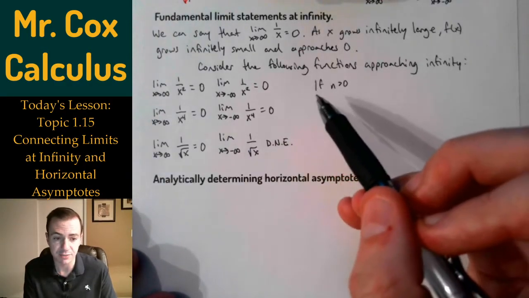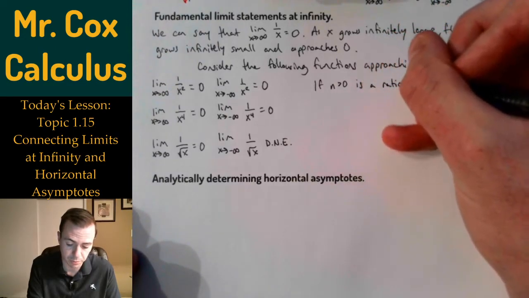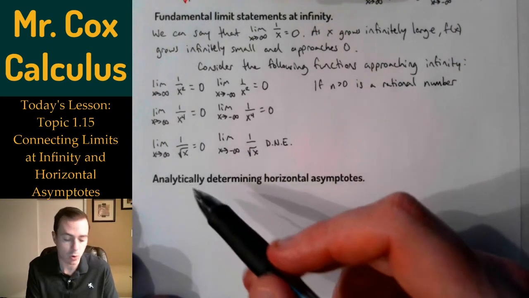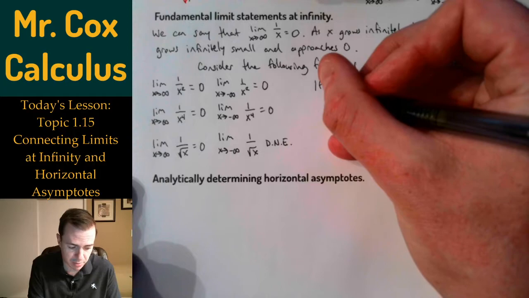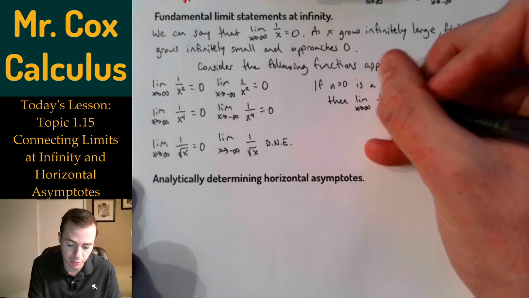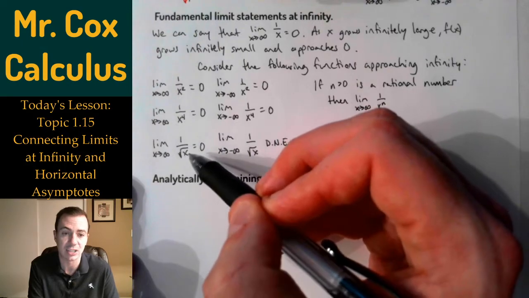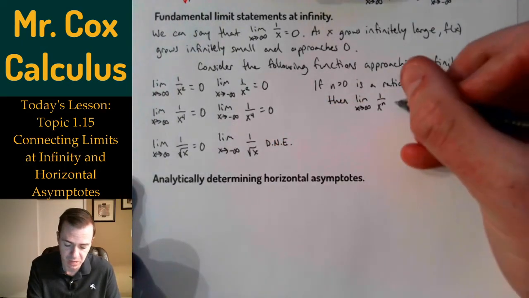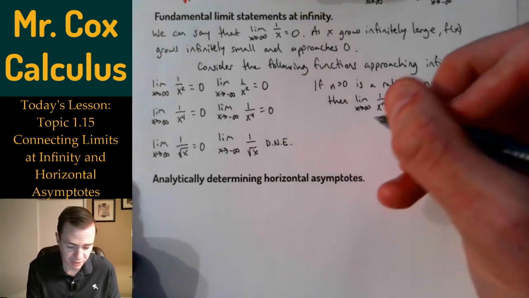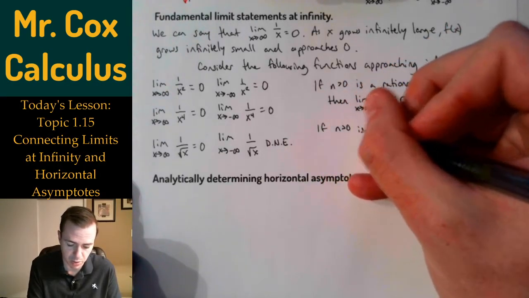So for any positive value of n, which is going to be a rational number, so things like the 1/2 power, this will still apply, then automatically the limit as x approaches infinity of 1 over x to the n power. So no matter what power I was raising x to, 2, 4, 1/2, the function was growing towards 0. And then the same thing is also true for n greater than 0, which is going to be a rational number.